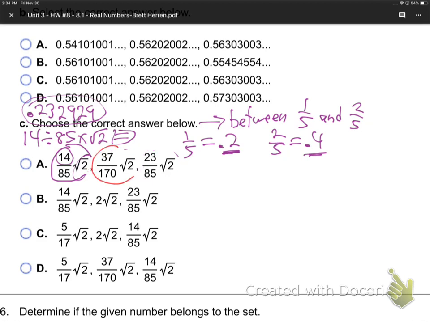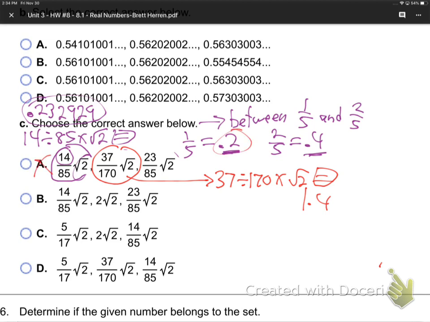Can you get this one on your calculator? Somebody got that? What's 37 divided by 170 times the square root of 2, hit equals? What's that one? Might be too small. I don't know. I can't tell. 1.4. Oh, too small. 1.4. So that one's not between 0.2 and 0.4. So the answer is not A.